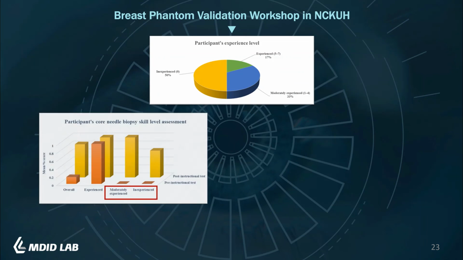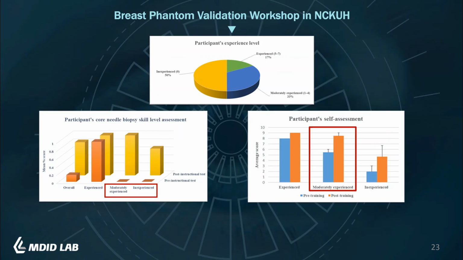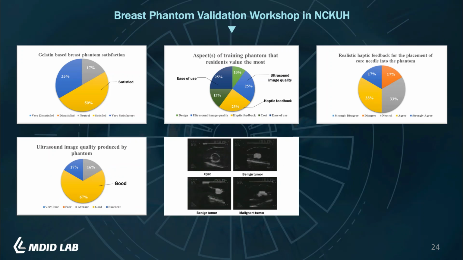The profile of the participants ranged from trainees to experienced doctors. Significant improvement was seen across moderately experienced and inexperienced groups through training using the developed phantom. The moderately experienced group obtained the highest percentage of improvement in confidence levels. Overall, the developed phantom was satisfactory to the participants.